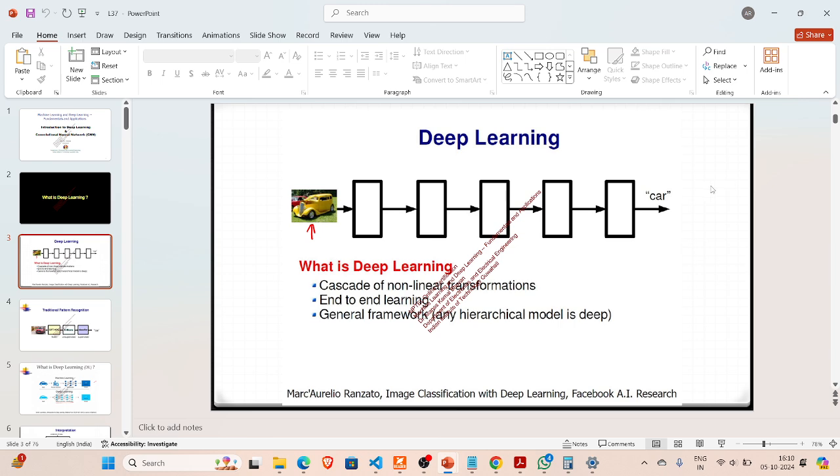Okay, so we're continuing. So deep learning, the first is a classification problem of an image. So this is, as you can see, a car. There are several layers of feed forward networks.